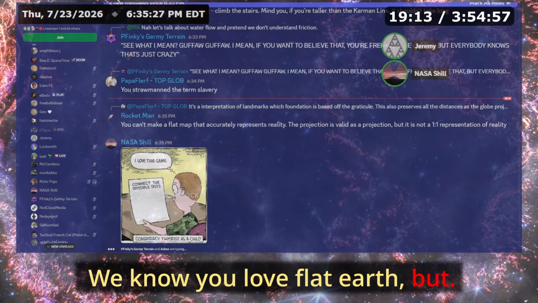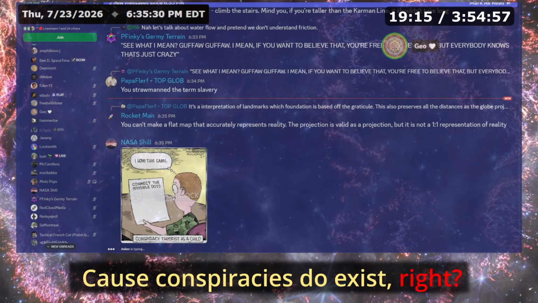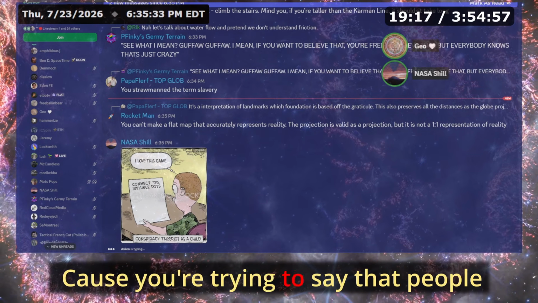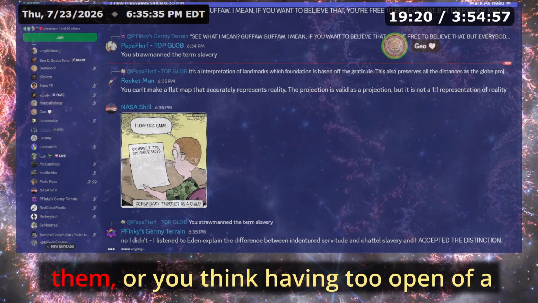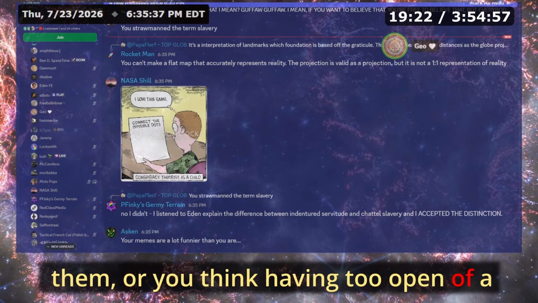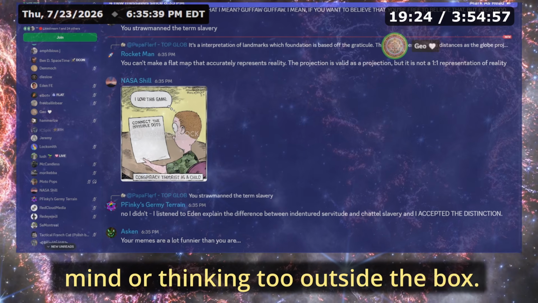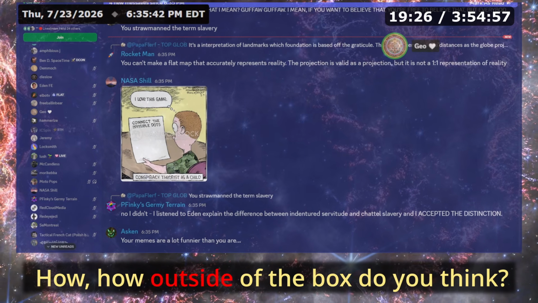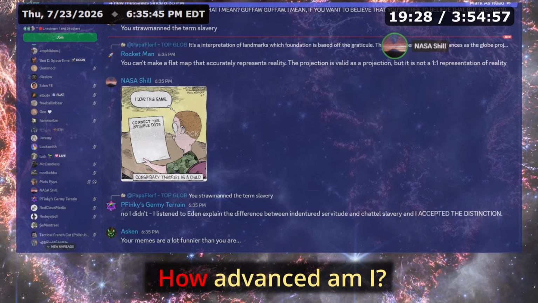We know you love flat Earth, but conspiracies do exist, right? So which ones of them are true then? Because you're trying to say that people are believing in quote unquote all of them, or you think having too open of a mind or thinking too outside the box. So where are you at on that? How outside of the box do you think? How advanced are you? How advanced am I?